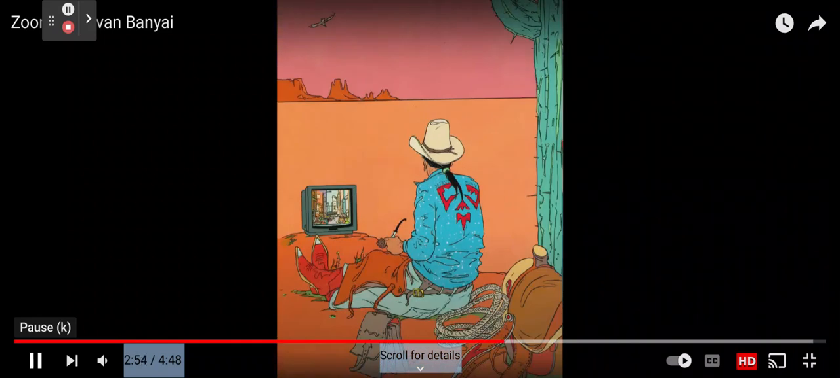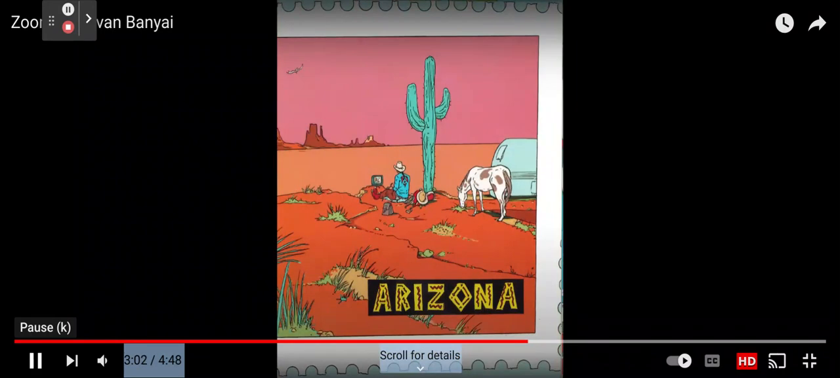Okay, so now we get an even bigger picture. I see a rope, I see a saddle, I see saddlebags, I hear horses. Oh, there's actually words on this. So it is Arizona, and there's a saguaro cactus, there's a bird. This looks like a little camper trailer. Maybe he's working, maybe he's not. We don't know for sure.